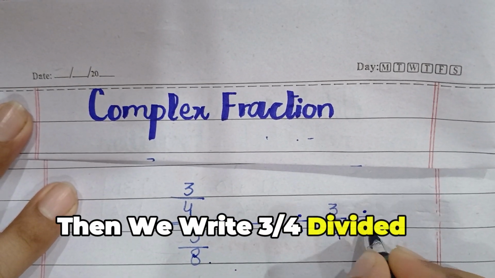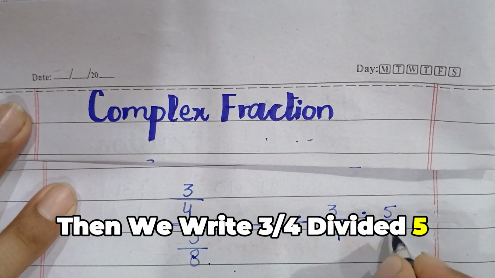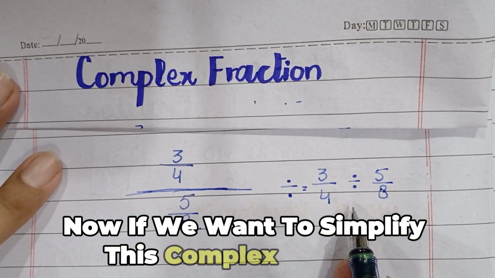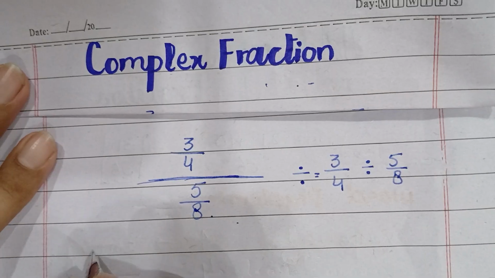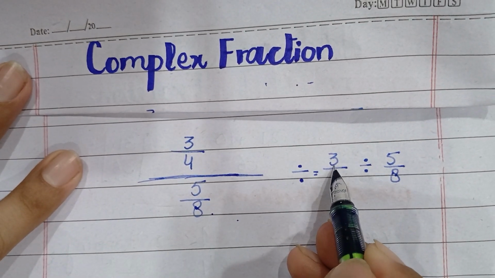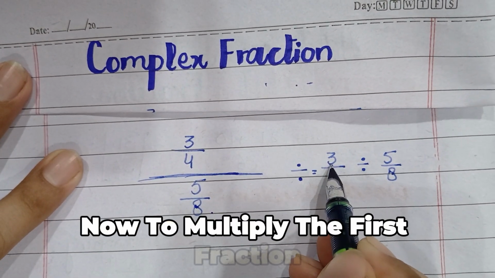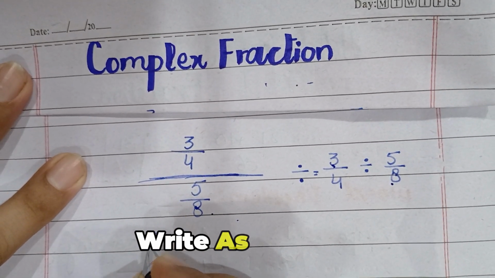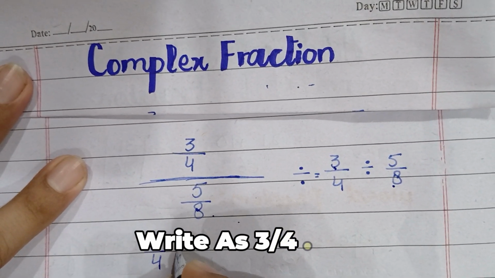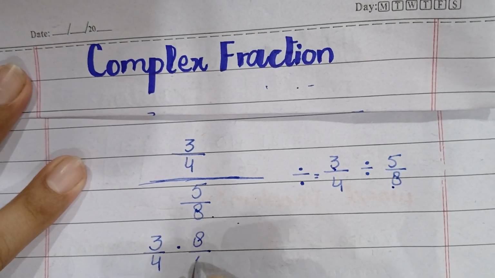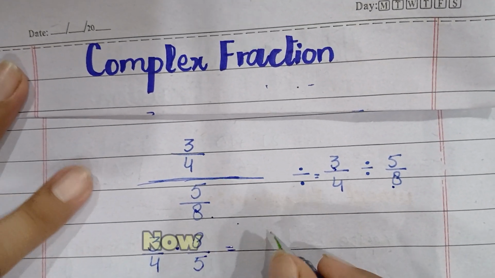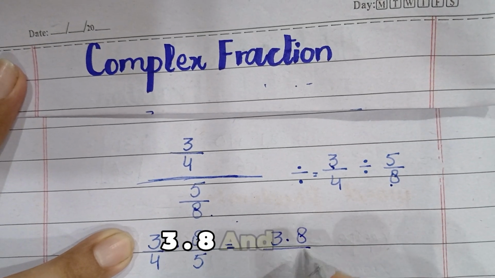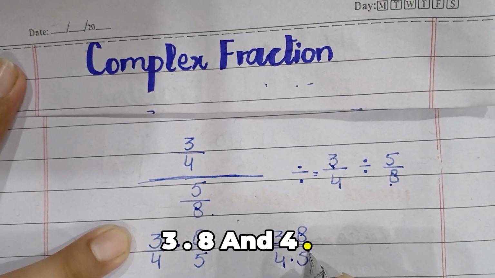If we solve this complex fraction, then we write 3/4 divided by 5/8. Now to simplify, we multiply the first fraction by the reciprocal of the second, written as 3/4 multiplying 8/5. Now multiplying 3 times 8 and 4 times 5.